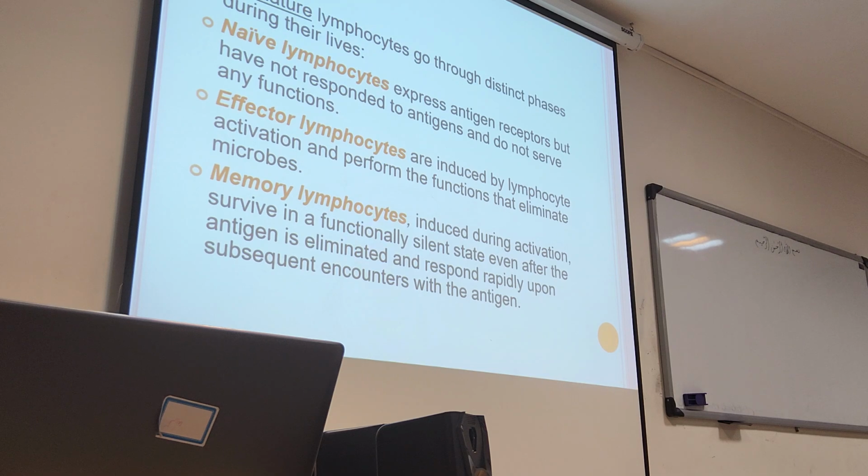They are mature. A naive lymphocyte is the mature lymphocyte before recognizing an antigen. It's ready, but it hasn't met an antigen yet. The effector lymphocyte is after the recognition and during the function. The memory lymphocyte is the lymphocyte that has recognized it and is ready to act on it.